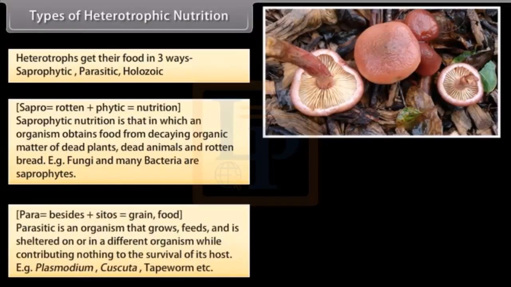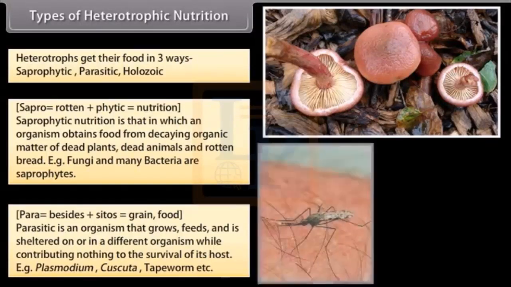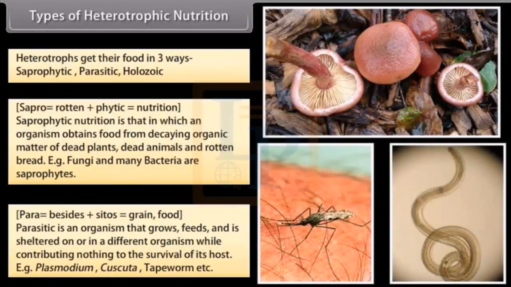Para means besides, cytos means grain food. Parasitic is an organism that grows, feeds, and is sheltered on or in a different organism while contributing nothing to the survival of its host. That is, Plasmodium, Cuscuta, tapeworm, etc.